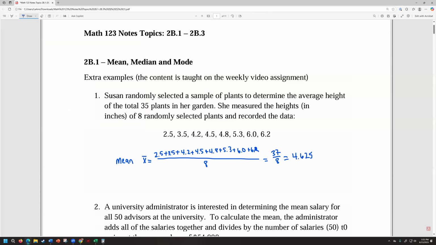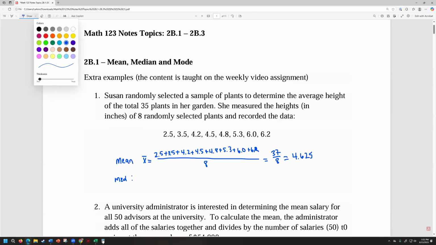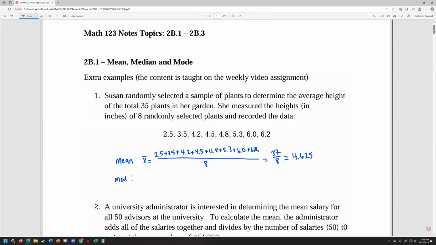Okay. Now, the median is a little different. I'm just going to abbreviate this as median. We don't have a special symbol for it in this class. You do if you take statistics, but we're not going that deep into that. So the median, MED, has to be the middle. To find the middle of the set of data, first of all, your data has to be in order from least to greatest, which we are given least to greatest.